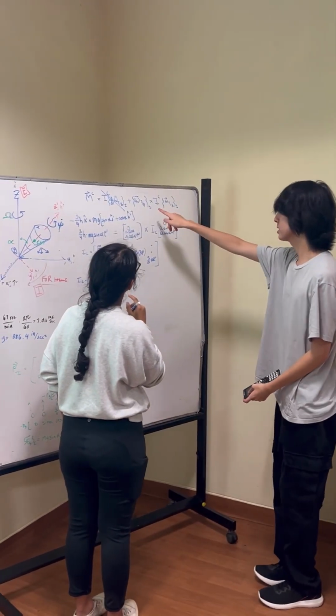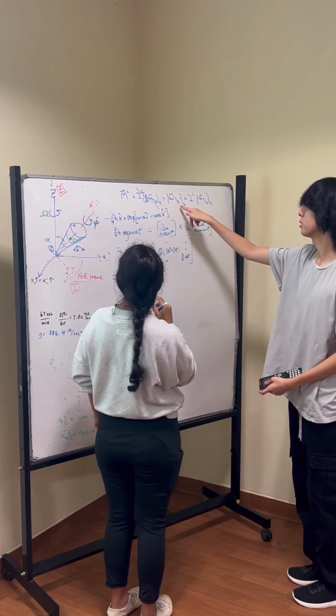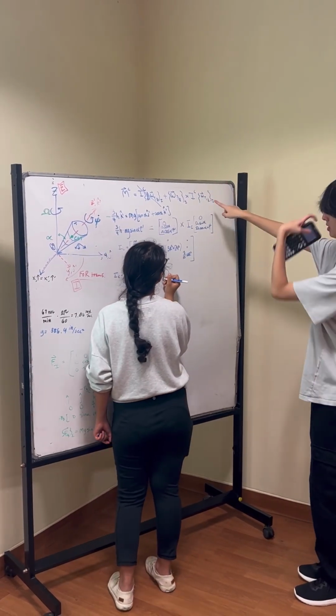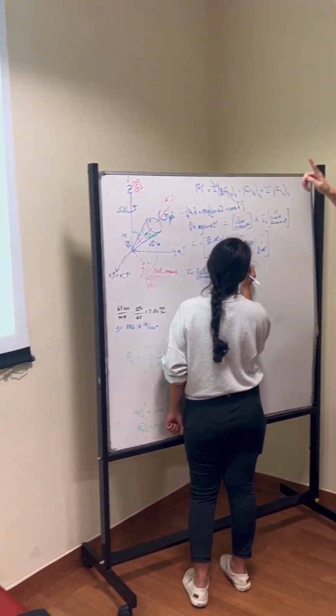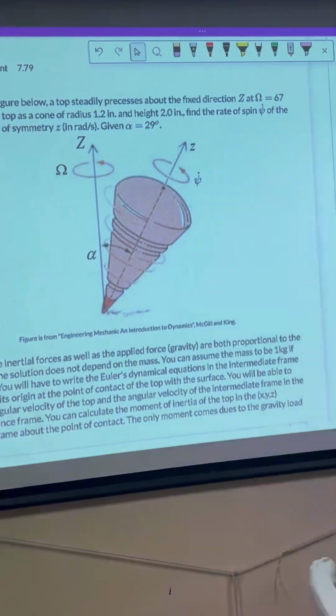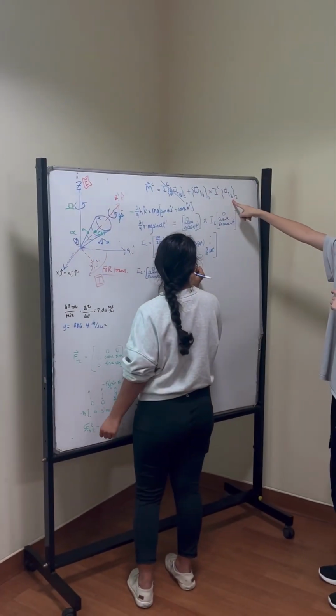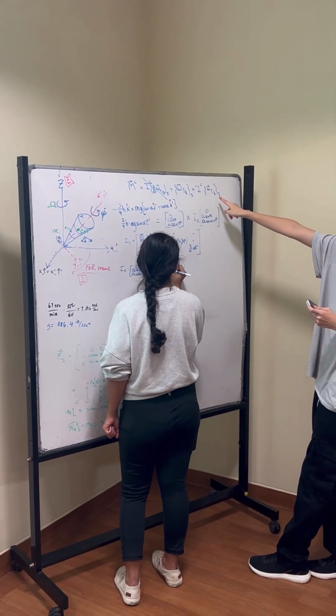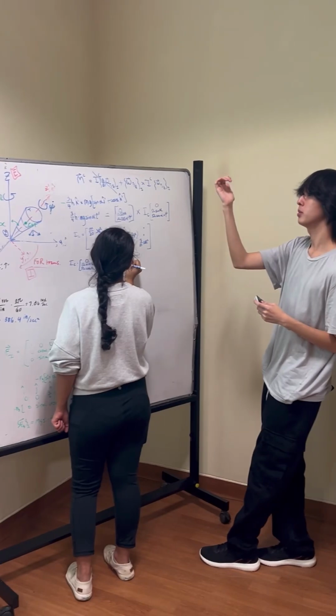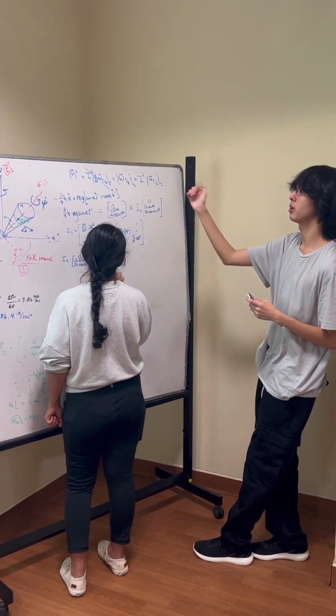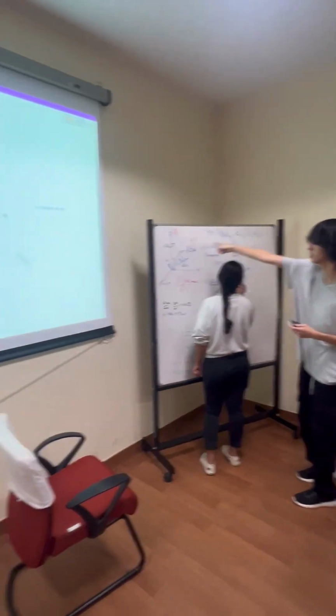I believe, so this is the rotation about the Earth. This is the rotation about the center of mass. So should this still be E? What do you mean? Just because we're rotating about the reference frame that we're using for the top.